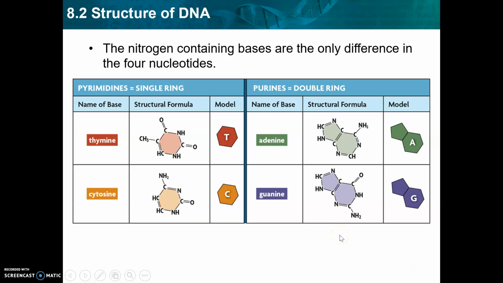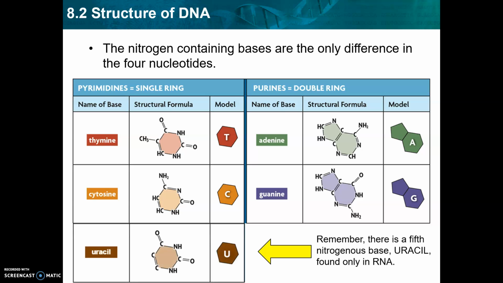Now you may be thinking, wait a minute, isn't there another base in RNA? And you would be right. There is. Uracil is the fifth base. Now, it's not found in DNA, so it's not a major focus of what we're talking about today, but it is an important base that you would find in molecules of RNA, and it is unique to RNA. It's only in RNA, not in DNA. It has a single ring structure, so it would be considered a pyrimidine as well as cytosine and thymine.